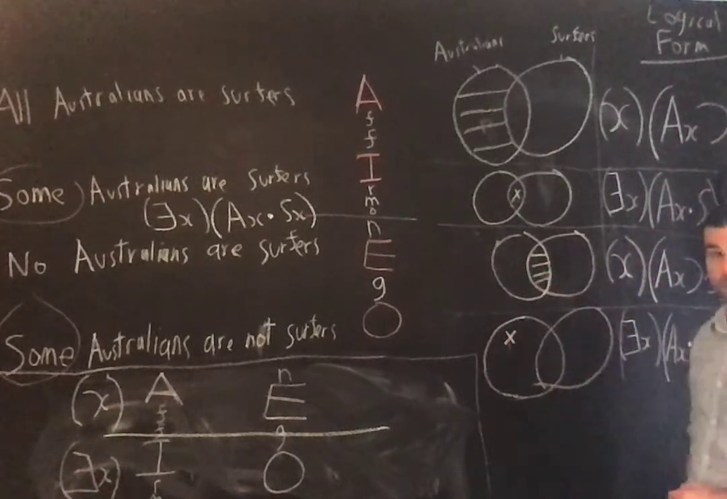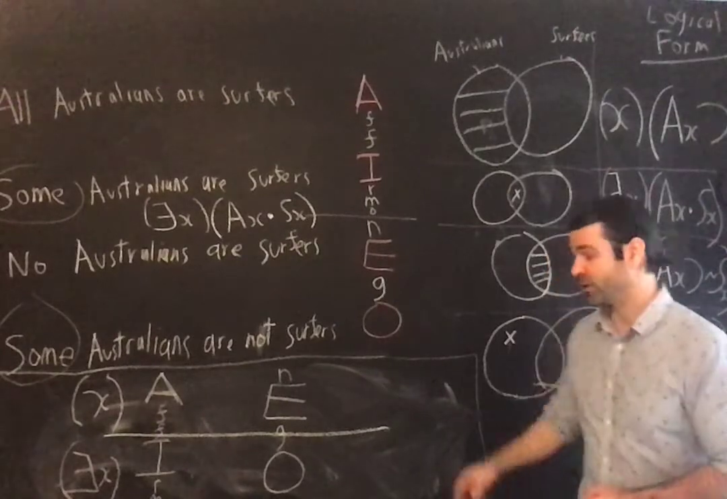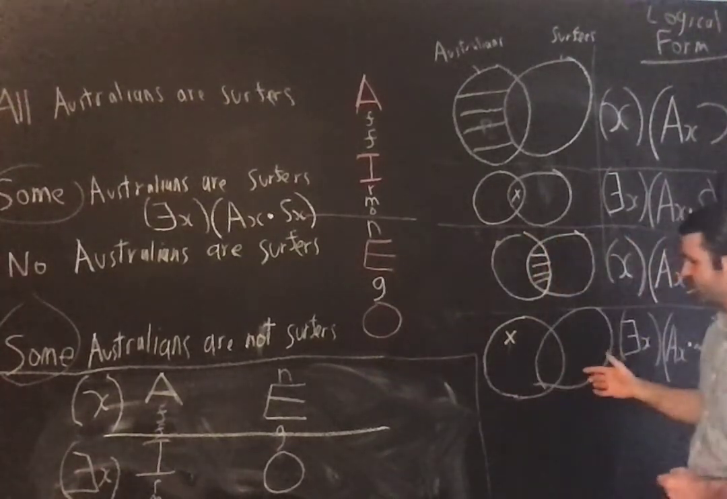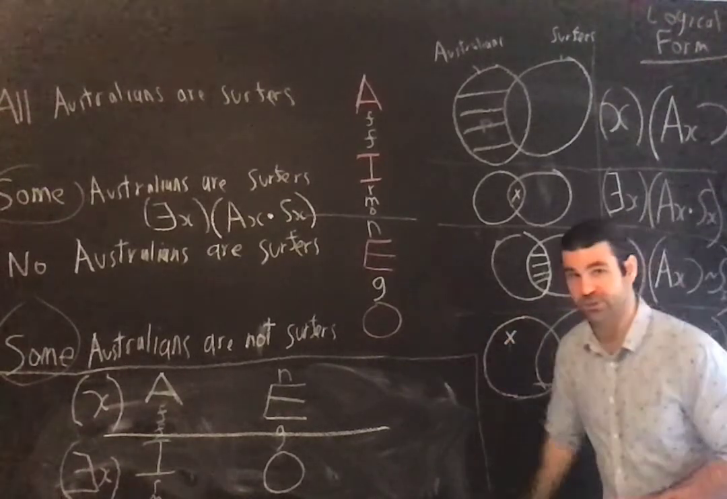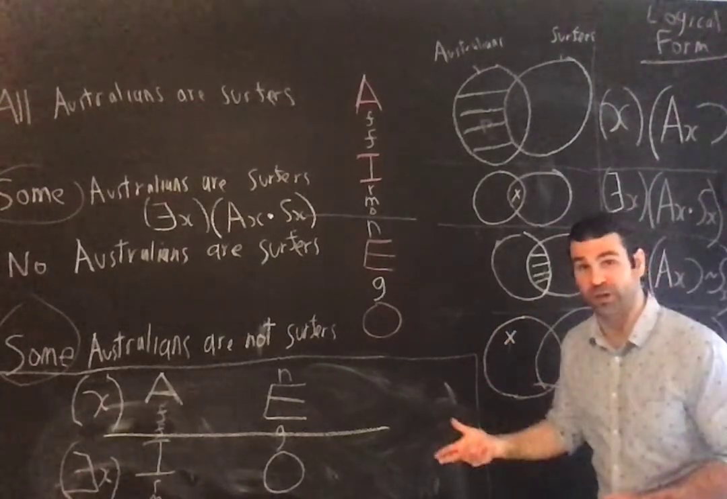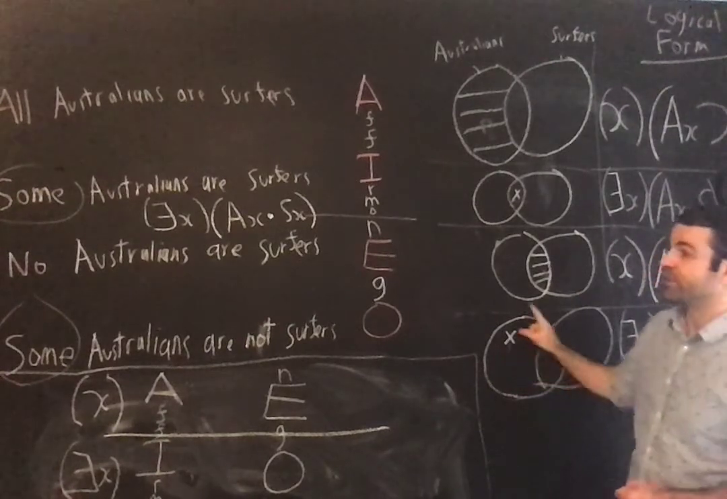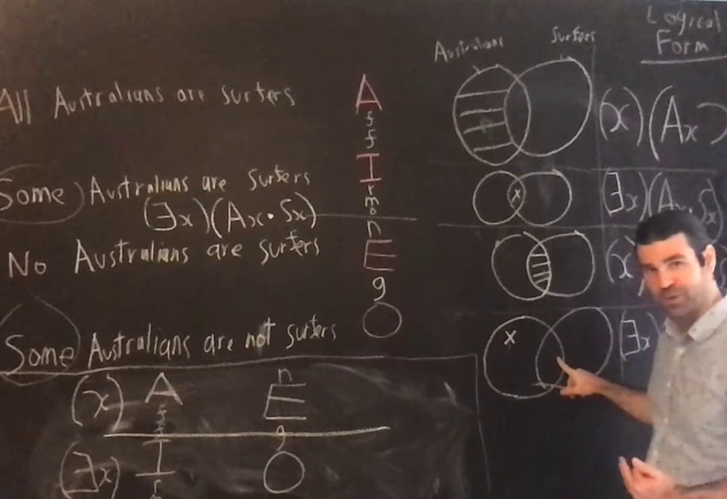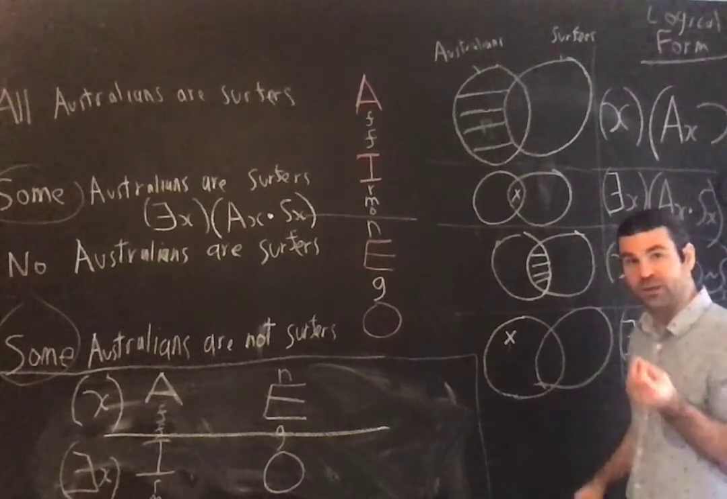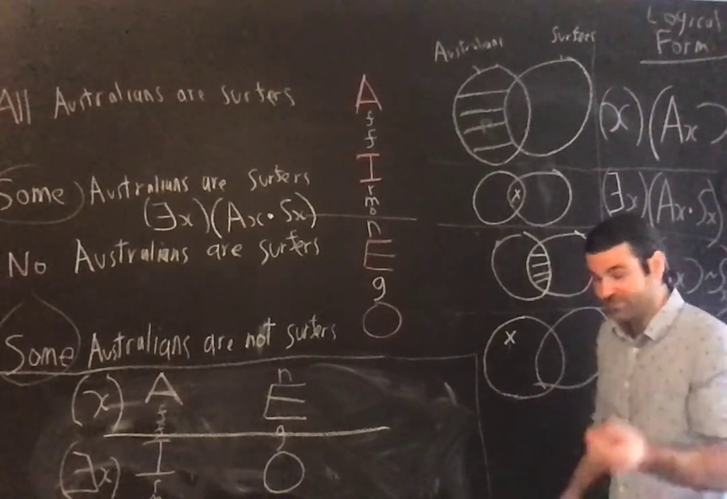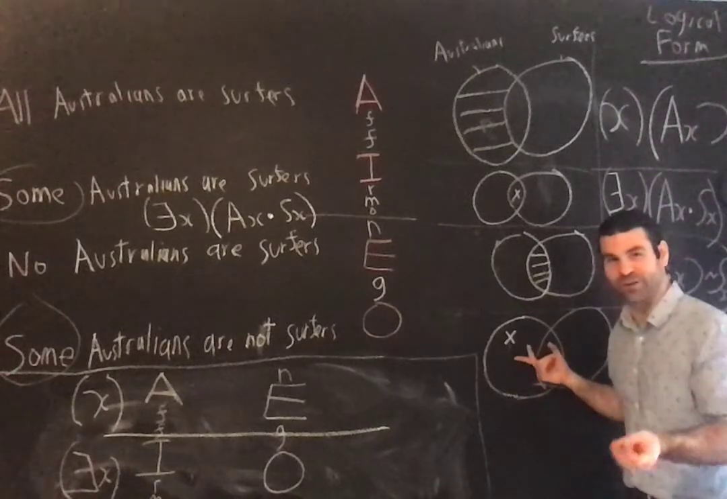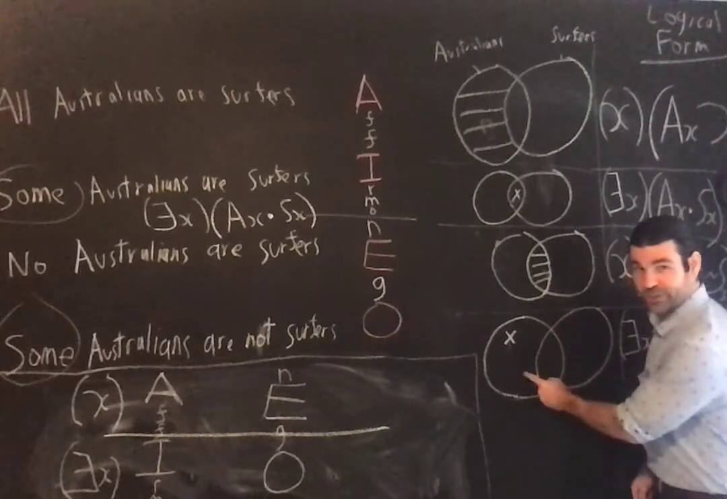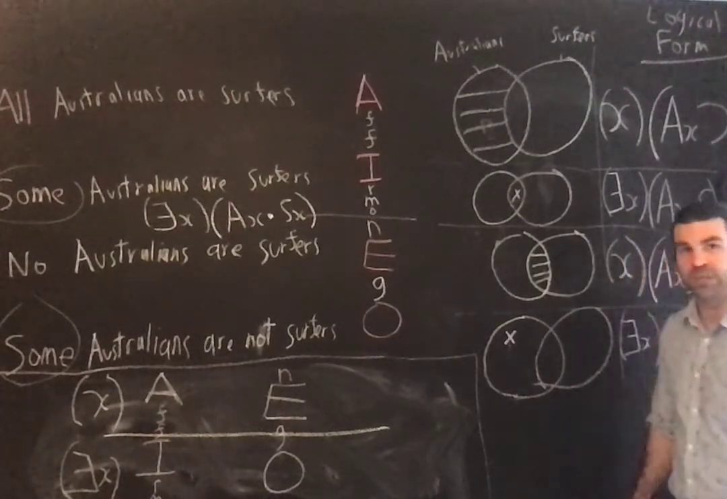Finally, some Australians are not surfers is our example of particular exclusion. So some Australians are not surfers. I'm saying there is at least one amongst those that are Australians but are not surfers. When I say some Australians are not surfers, I'm saying there exists at least one that is an Australian but is excluded from the class of surfers. So at least one in this section. Okay? So you should be able to do that.